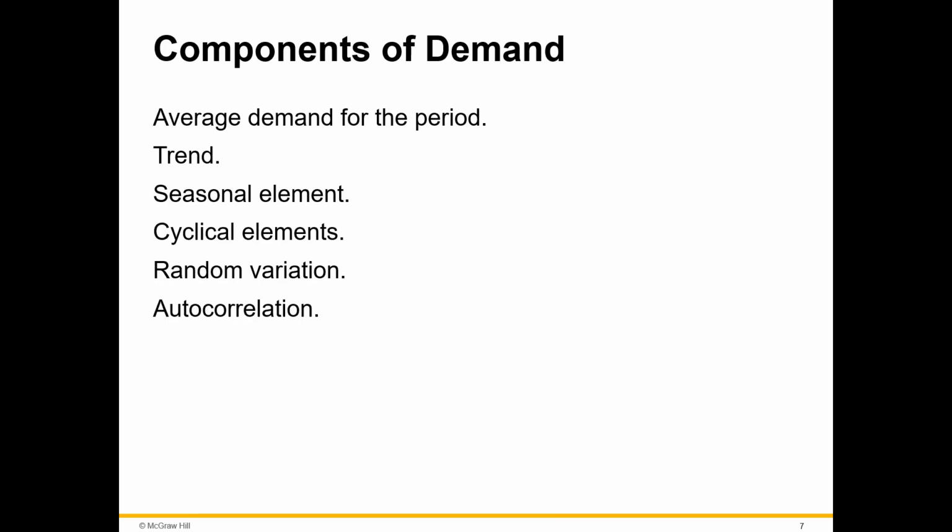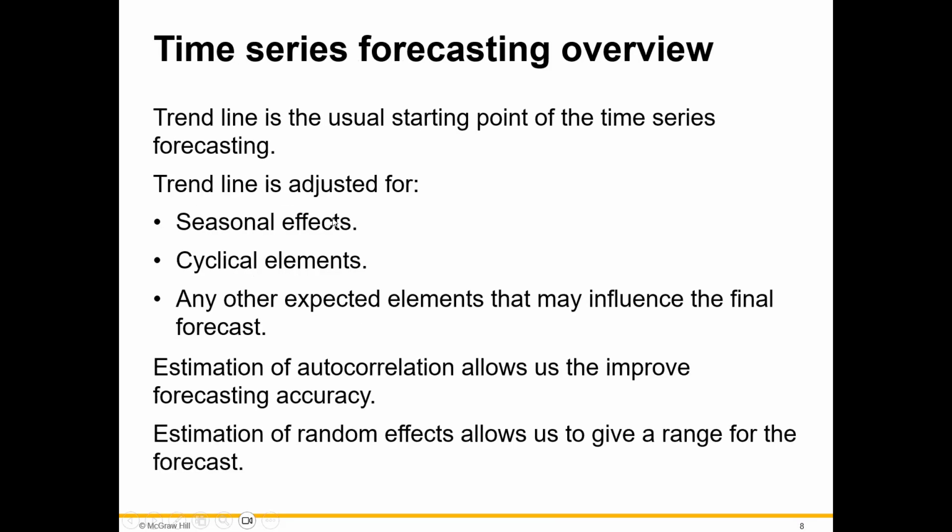And so I can promise you there'll be a question on your test about these components of demand. So let's make sure you have an understanding of them. Okay, so we have average, trend, seasonal, cyclical, random, and autocorrelation. So let's look at each of those a little bit more. Okay, so trend line is where we basically start.